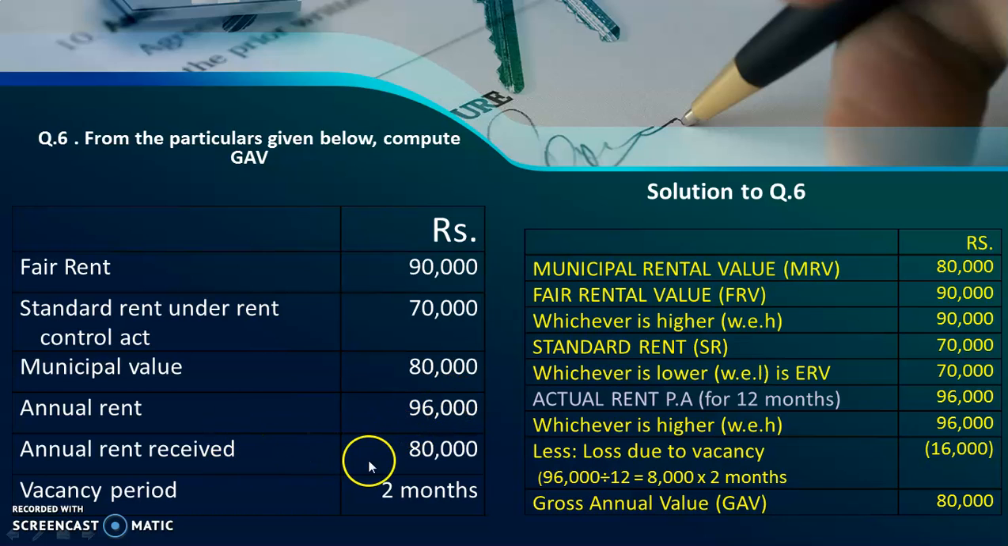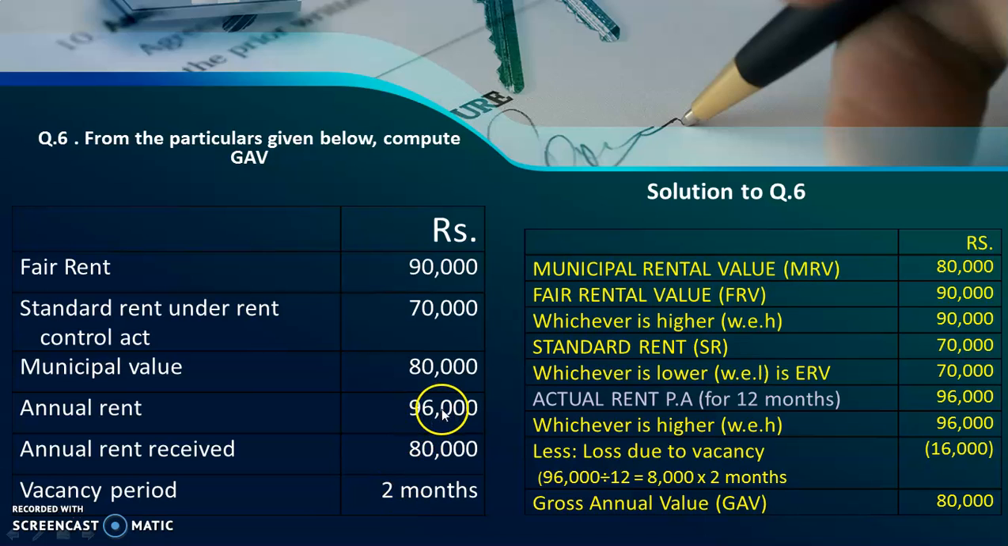96,000. Annual rent received is 80,000. The annual rent is 96,000, whereas the assessee received only 80,000 as rent for the previous year 2019-20, and the vacancy period is 2 months. Here the vacancy is given not as a value, but in months. So if the period is given, then we must calculate the rent applicable for these 2 months. How will you compute?